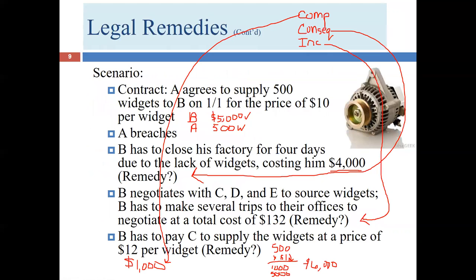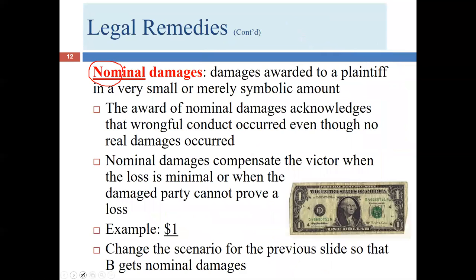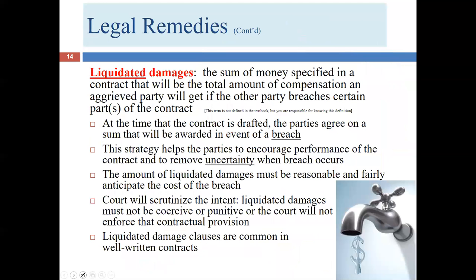And then we had another scenario where he earned $500 in profit. But in both scenarios, Al did exactly the same thing. Al's behavior was the same. But the outcome for Al was very, very different. In one case, he had to pay over $5,000. In the other case, he maybe had to pay a buck or 10 bucks. Pretty significant difference. And that level of differing outcomes causes there to be uncertainty in the transaction.